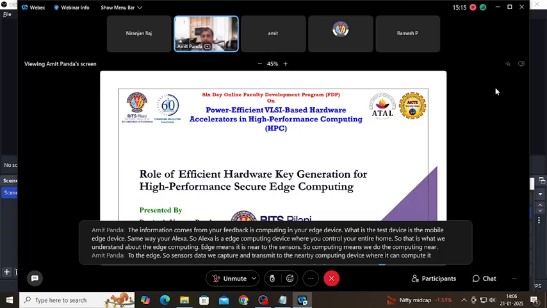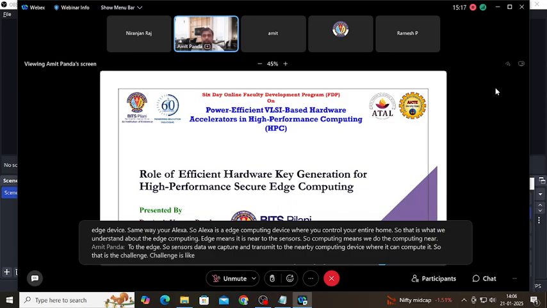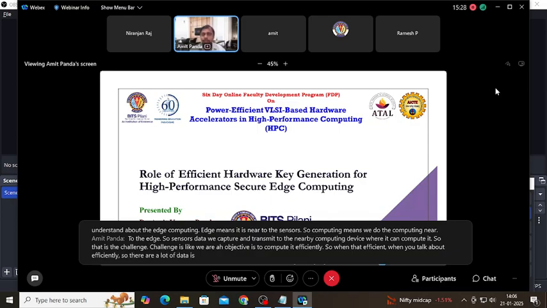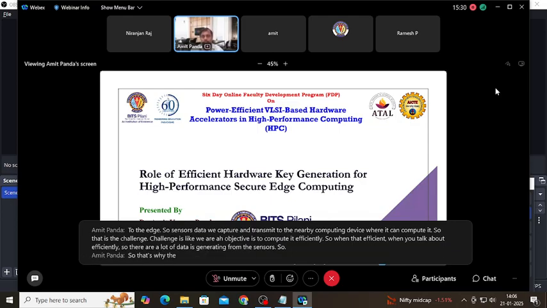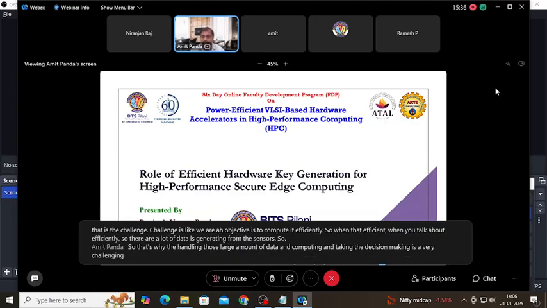So that is the challenge. Our objective is to compute efficiently. When you talk about efficiency, a lot of data is generated from the sensors. So handling that large amount of data, computing, and making decisions is very challenging on an edge device. That is the challenge here. We are all together to understand how we can solve high performance computing.